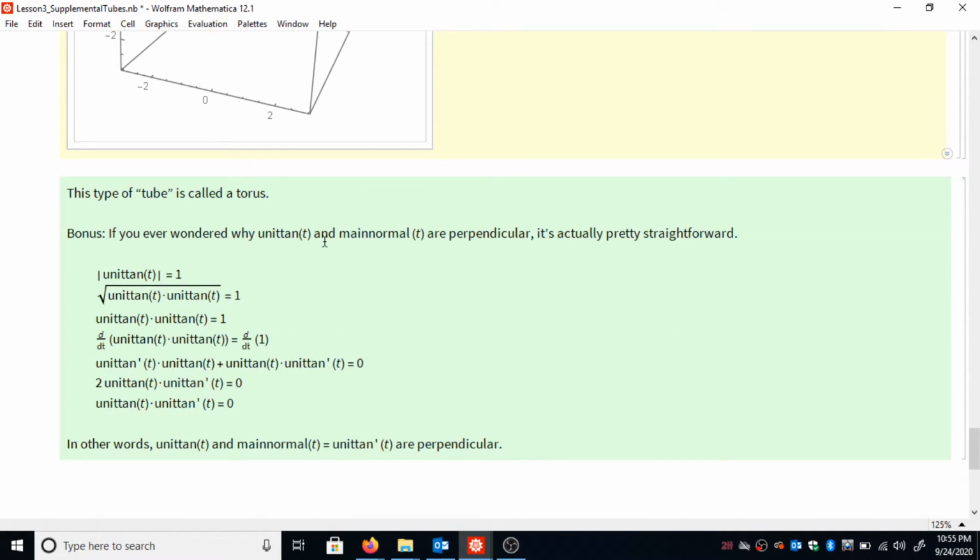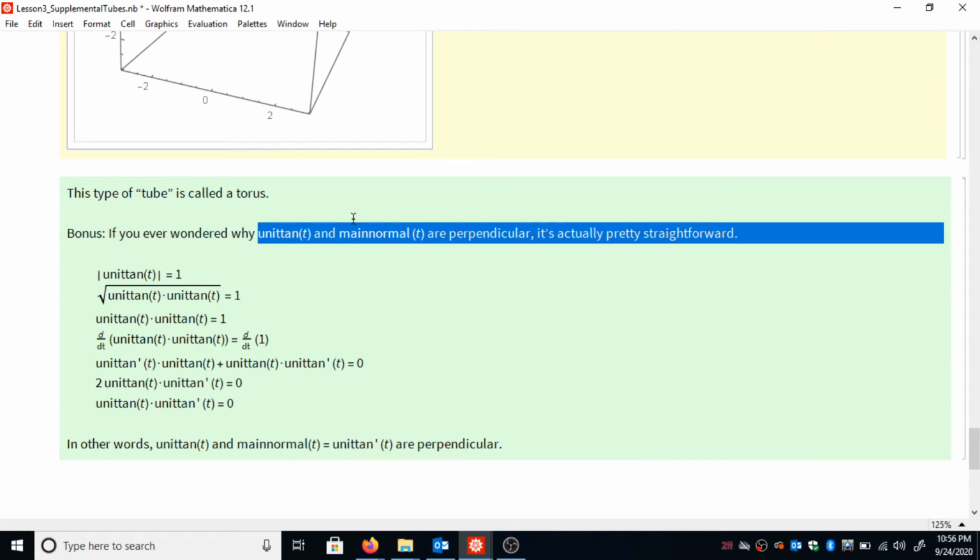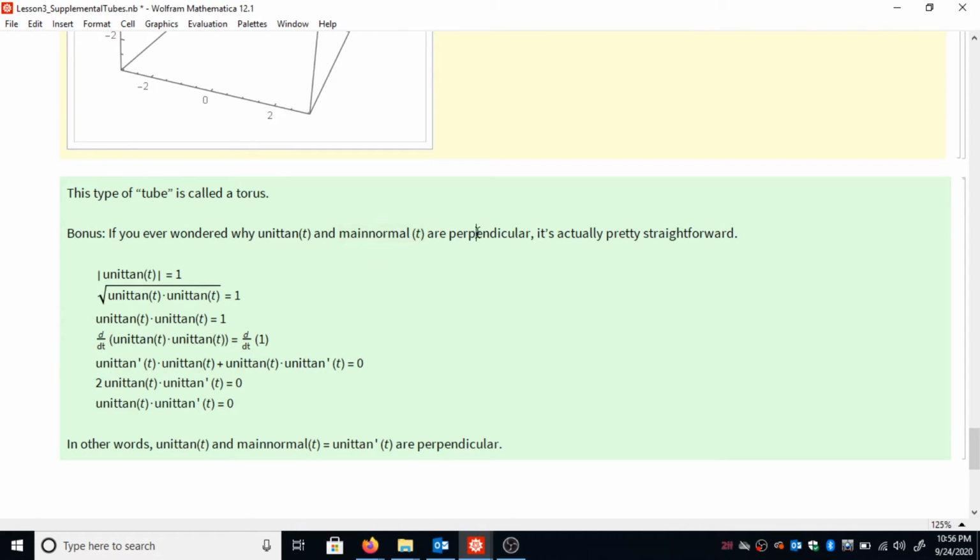And finally, if that was useful, you're welcome to stop the video now and move on to some of your try-it problems. But occasionally, I do get students that ask me why the unit tangent and the main normal are guaranteed to be perpendicular. And I thought maybe putting this at the end of the video would be a nice way to end the video. You don't actually need this proof for the course at all. You're never going to see it on a quiz or anything, but it is a question that I get fairly frequently, and so I wanted to put it somewhere where you could see it.